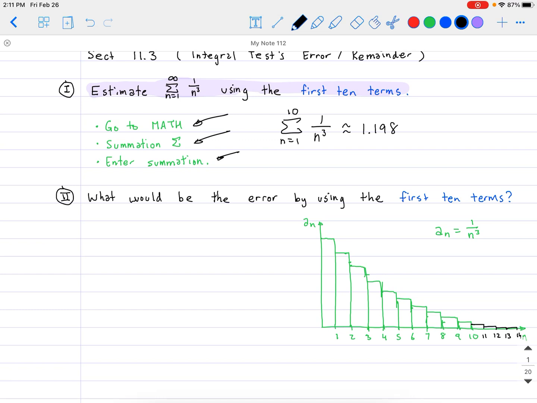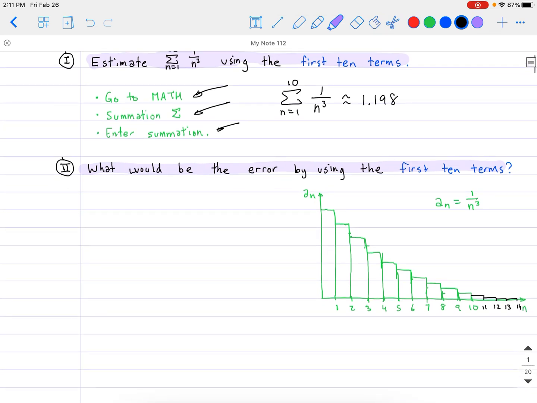Now, the question afterward is, what is the error if you're using the first 10 terms? Meaning, how accurate is this going to be? Well, in this illustration on the right-hand side, you can see that I gave a generic sketch of the graph. So you have a_n equal to 1 over n cubed, and you're summing the first 10 terms.